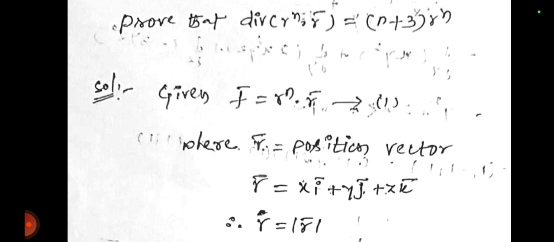Therefore r is equal to the modulus of r bar, which is root over x square plus y square plus z square. So r square is equal to x square plus y square plus z square. This is equation number 2. So f bar is equal to r to the power of n into r bar.